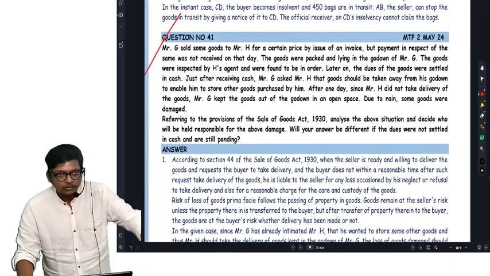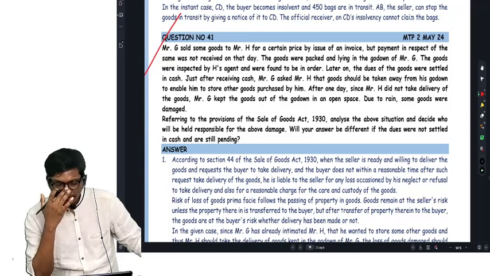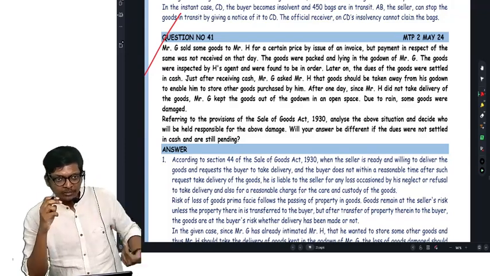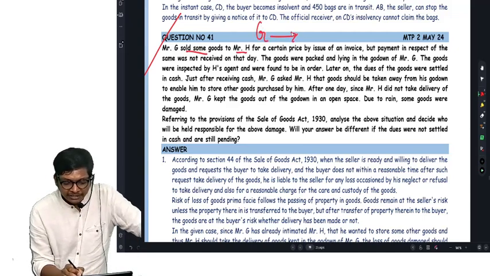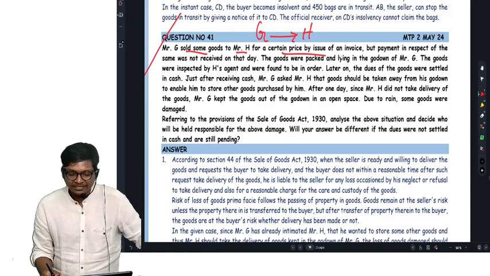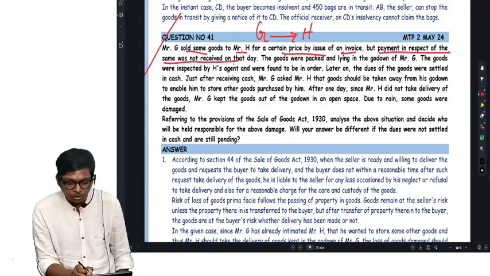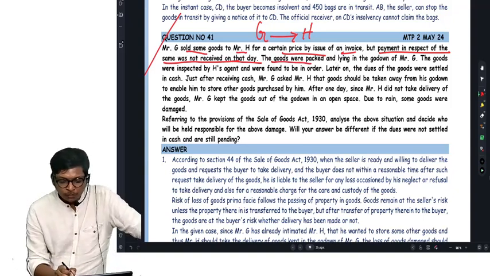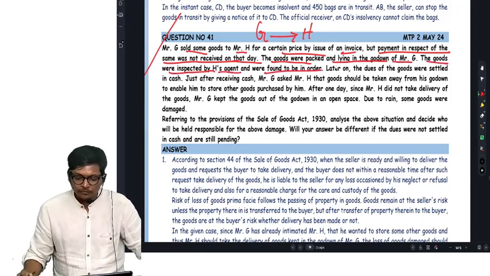We have not finished 41. Last question, with this we will close the Sale of Goods Act. Sir, we are not covering all the provisions. Of course, I'm covering only what is there in past papers. So for the upcoming, I will put an expected question. G sold some goods to H for a certain price by issue of an invoice, but the payment was not received on that day. The goods were packed and lying in the godown of Mr. G. The goods were inspected by H's agent and were found to be in order.